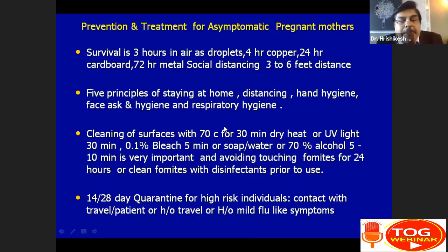The quarantine period is around 14 to 28 days. Certain states like Kerala have a quarantine of 28 days, but most states have a 14-day quarantine for high-risk individuals who have come in contact with patients who have had infection or who have mild flu-like symptoms.